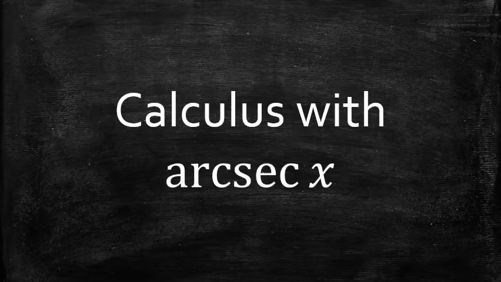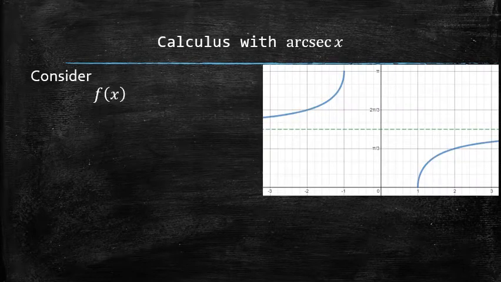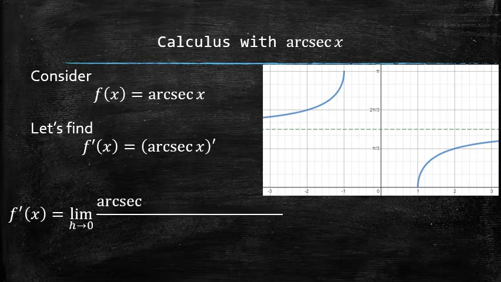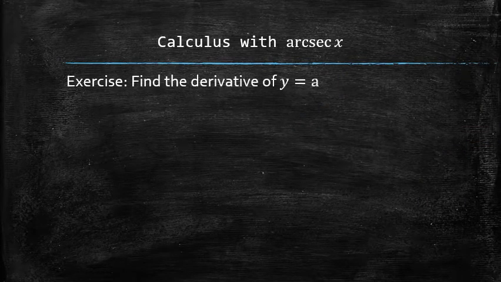Next, we will discuss how to do calculus with the arcsecant of x function. Let's consider the arcsecant of x function and let's find its derivative. Of course, we can use the limit definition of the derivative, however, we get stuck quick. So let's try the implicit differentiation instead.